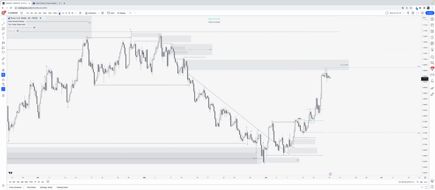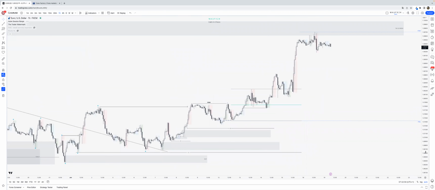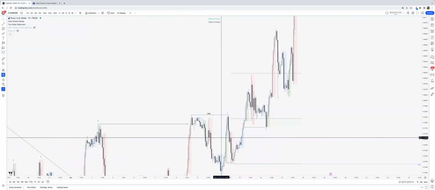I'm kind of doing a recap as well, but yeah, it is what it is. And this is actually where a nice trade comes from.